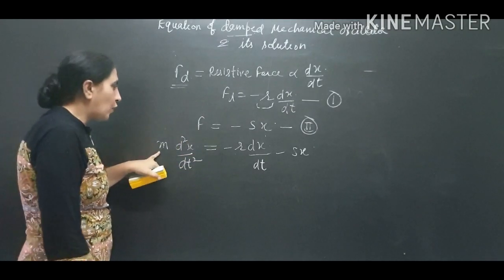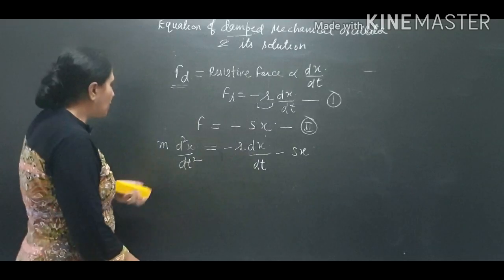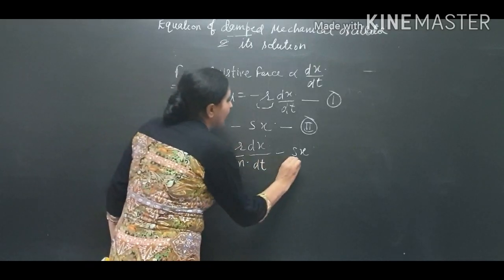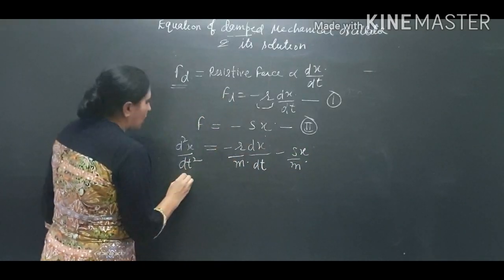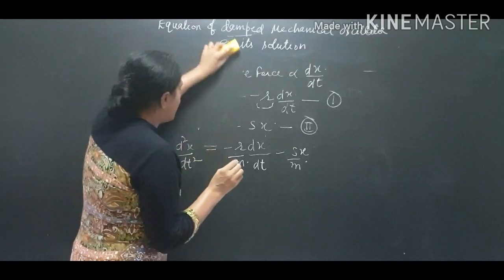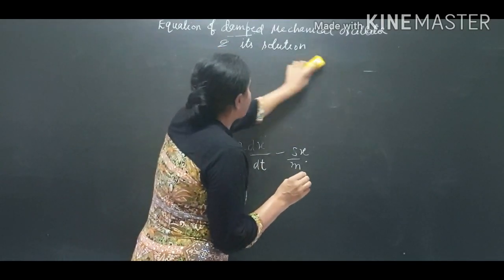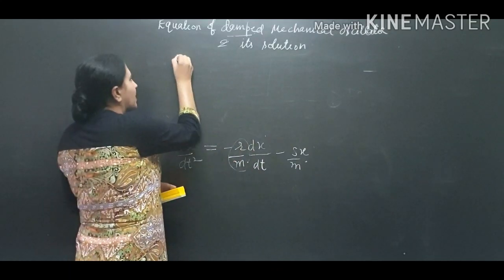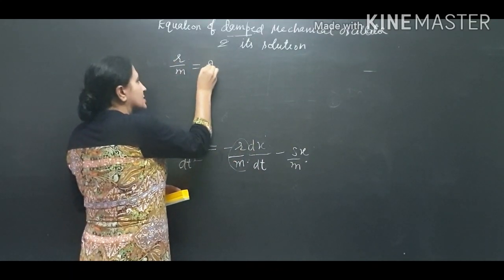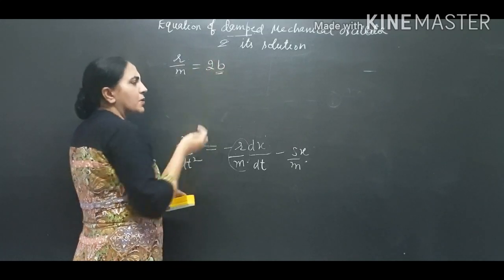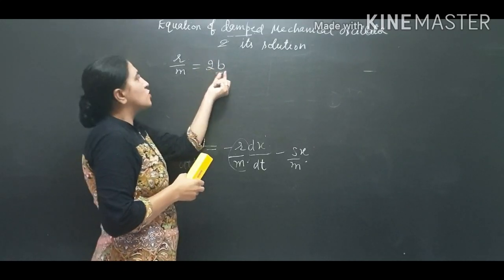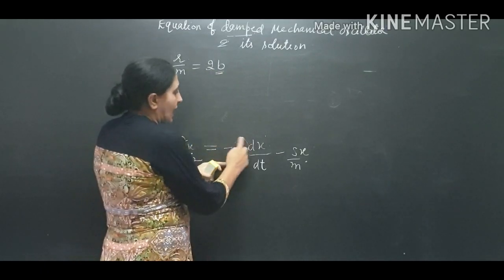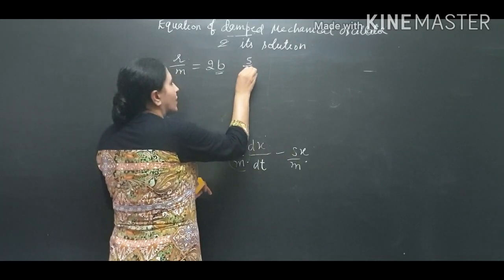Now divide the whole equation by m. When you divide the whole equation by m, this m cancels, R by m, S by m. So I put here the double derivative of x with respect to t square, and I put R by m, that is equal to another constant 2b. We add the 2 here for convenience. So b is also a damping constant, another damping constant. So R by m, and put S by m. You know what S by m is?